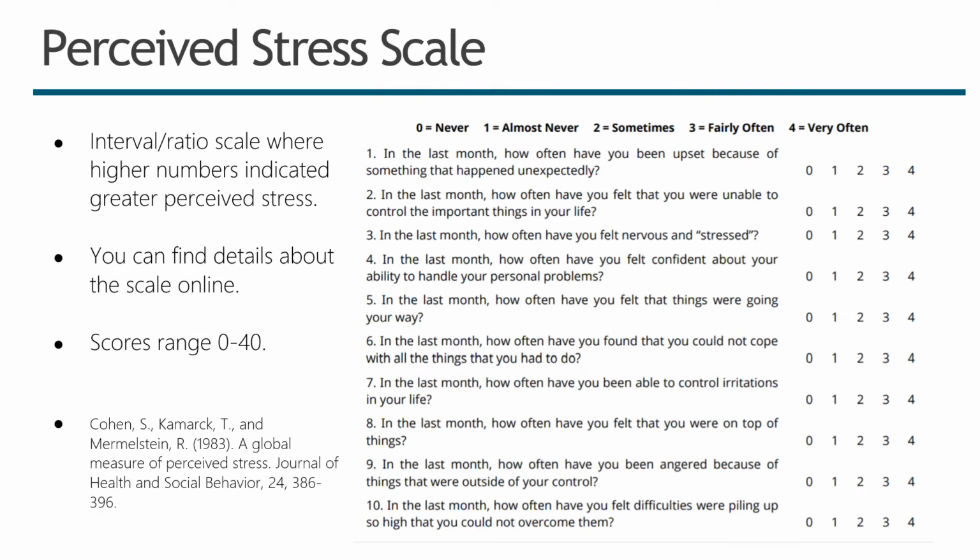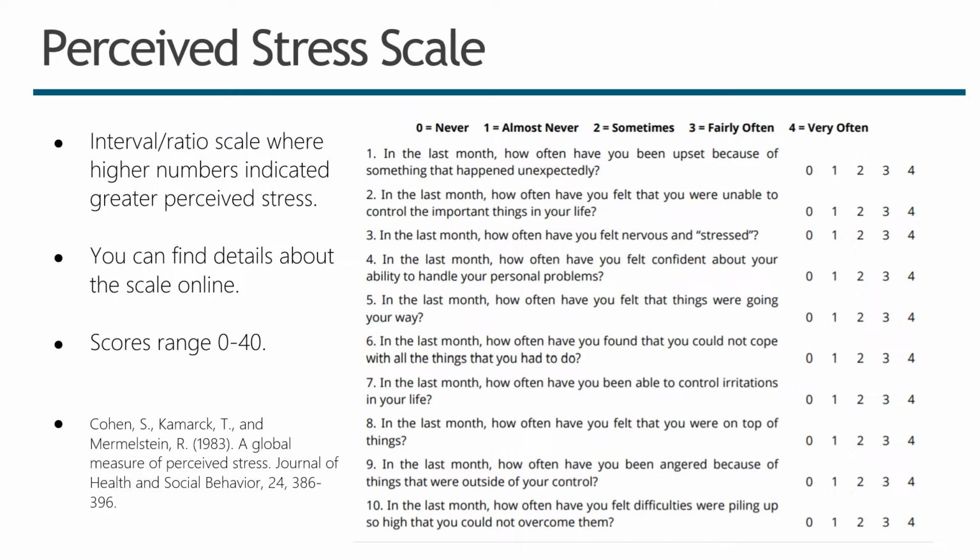Our dependent measure in this study is perceived stress. And so to measure that, we're using this perceived stress scale, where people respond to 10 different questions and they make ratings on a scale from 0, which is never, to 4, very often. Right? So when people sum up these 10 items, they get a score between 0 and 40.